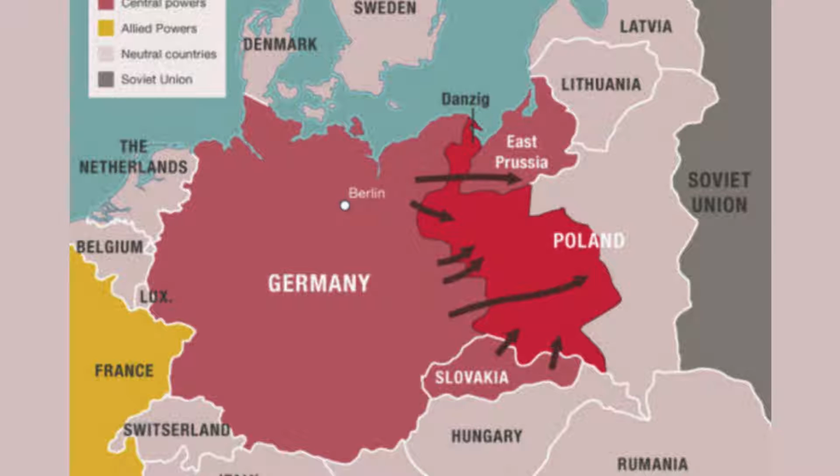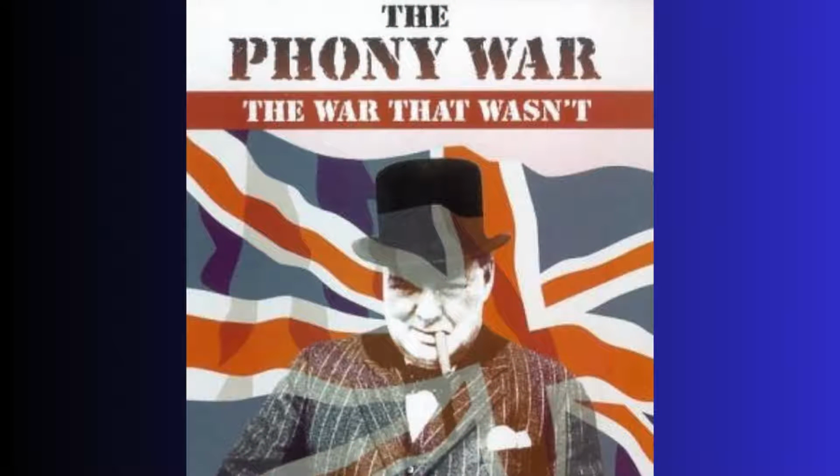Next up was the June 1940 fall of France. After an ill-fated attempt by the British and French to defeat the Germans, French forces collapsed and allowed Germany to occupy the country. This resulted in a prolonged stalemate known as the Phony War.